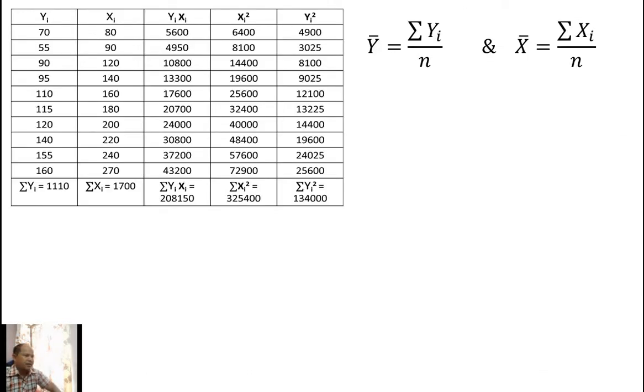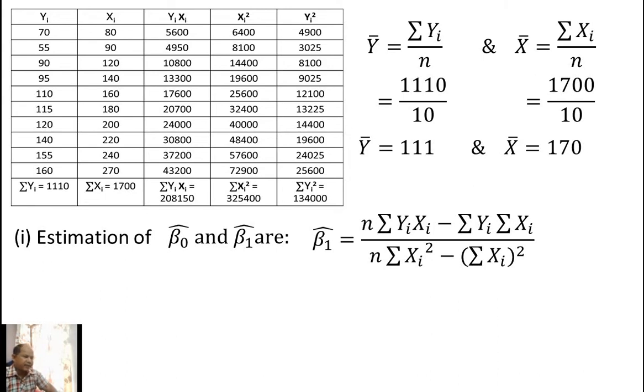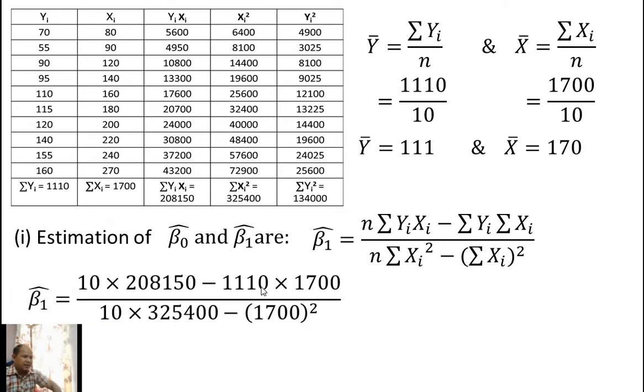Now the mean of Y, Y bar, is equal to summation Y divided by n, and mean of X, that is X bar, is equal to summation Xi divided by n, and we got Y bar as 11 and X bar as 170. Estimation of beta naught cap and beta 1 cap: we know that the OLS estimator of beta 1 cap is equal to n into summation YiXi minus summation Xi summation Yi divided by n into summation Xi square minus summation Xi whole square. After putting the values from this table, we get beta 1 cap is equal to 0.534.